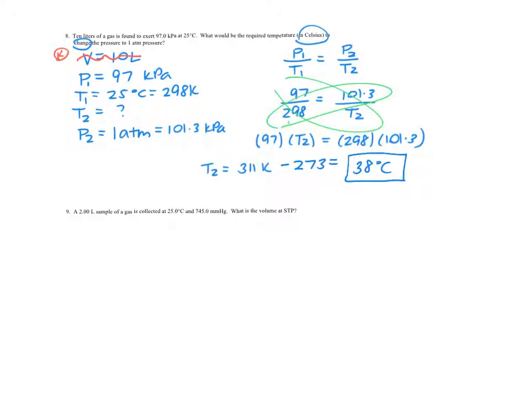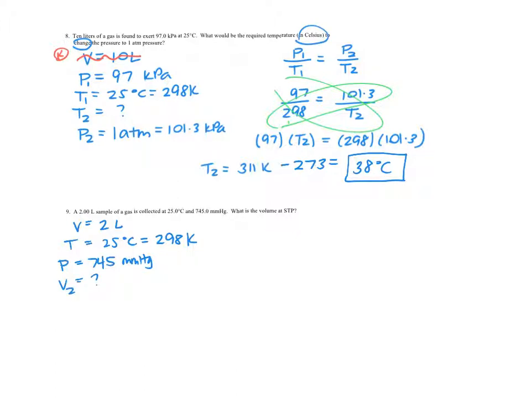This is a 2-liter sample of gas. So again, I have a volume. It's collected at 25 degrees Celsius and 745 mmHg. So I have a T. Again, write it right to Kelvin, so I don't forget to change it later. So 298. And then I have a pressure of 745 mmHg. What is the volume? So it's asking me for the volume.